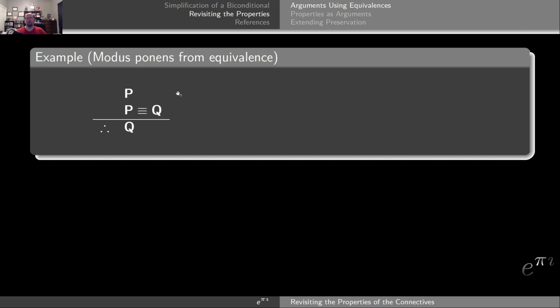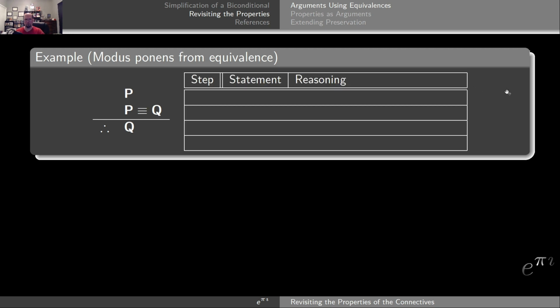So in this argument, my premise is P. My second premise is P is equivalent to Q, therefore Q must be true. So how would this go? How would a formal proof like this go? Well, my first step will be to use the first premise, P. My second step will be using the second premise, that is P is equivalent to Q, like so.